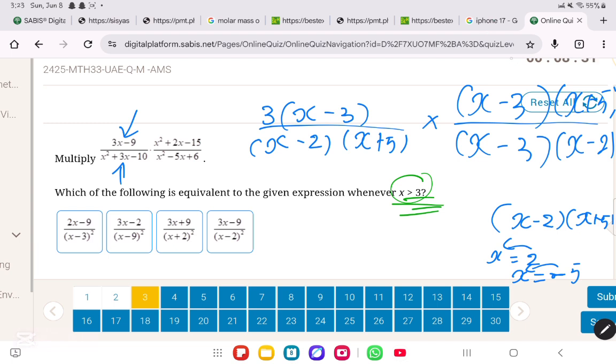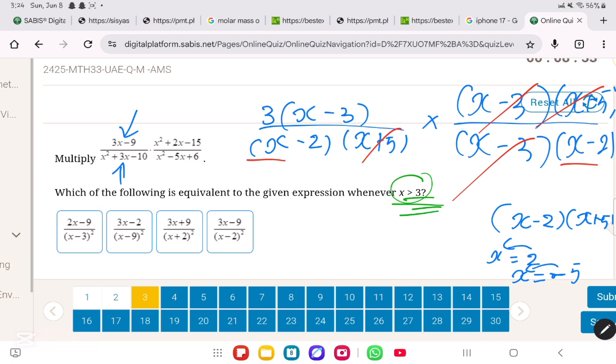Now what we need to do is cancel out. You can cancel out the numerator with the denominator. This means x minus 3, you can cancel it with x minus 3. You can also remove x plus 5 with x plus 5. But you cannot cancel this because they are both in the denominator.